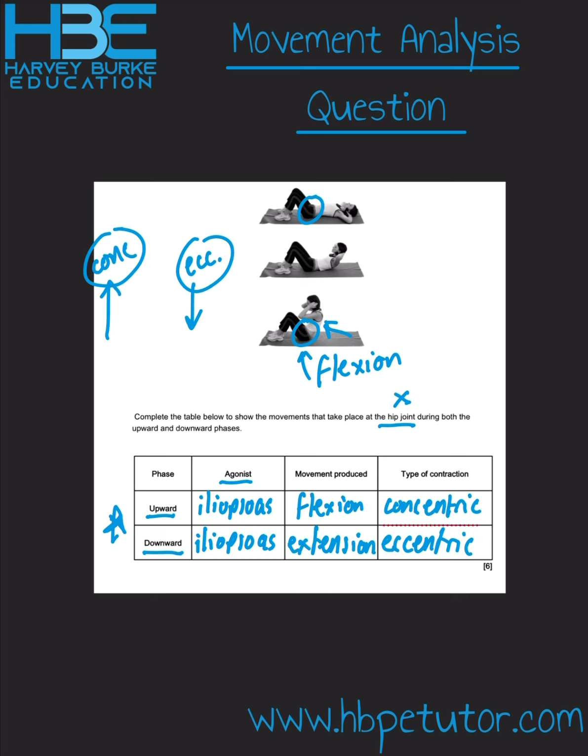So don't be fooled by the image. Don't automatically just go, oh, that's the abdominals, because the abdominals don't actually cause movement at the hip. So always check what joint they're asking about first.